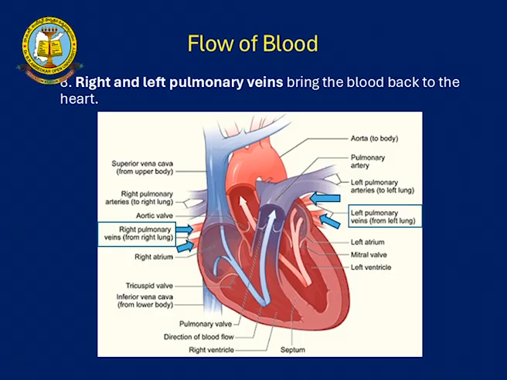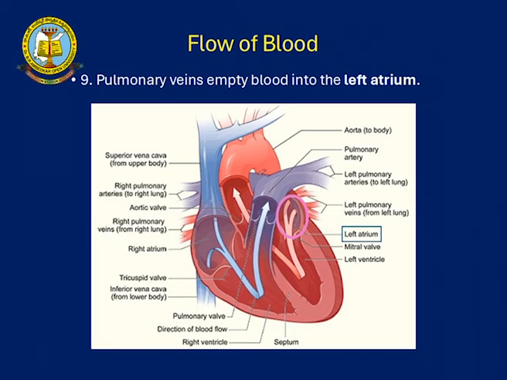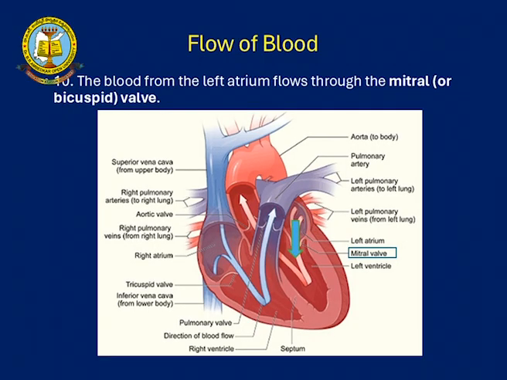heart from all the parts of the body. The pulmonary veins empty the blood into the left atrium, and the blood from the left atrium flows through the mitral valve, or this mitral valve can be called the bicuspid valve.